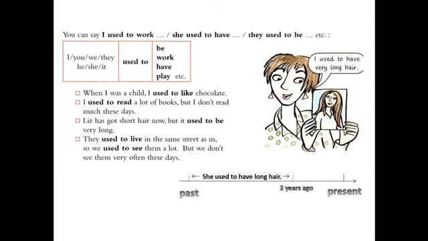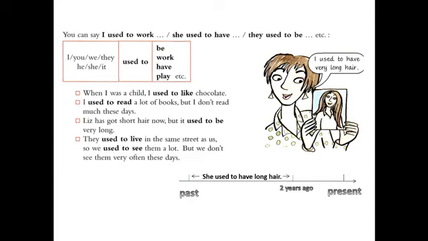So here the use. Oh, sorry, it's the form. Okay. So you can say I used to work, she used to have, they used to be, etc. So you have the subject pronouns plus used to plus the bare infinitive, etc. You can add as many verbs as you can. I used to have very long hair.